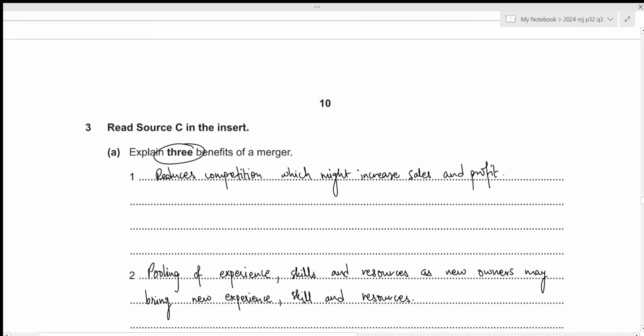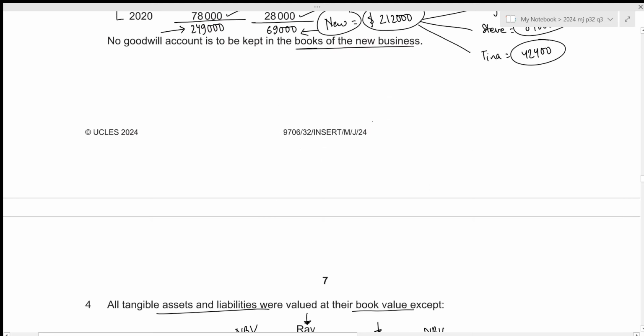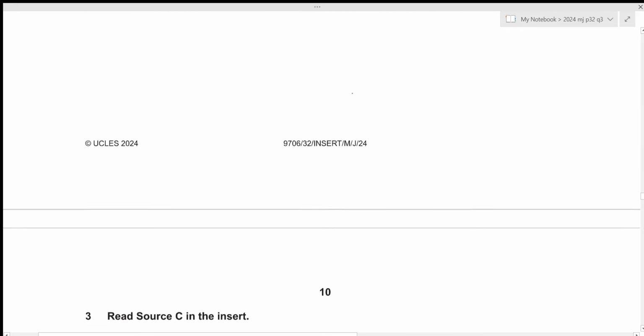So in this case, one non-current asset was revalued, the land and building. For land and building, we need to include the value of 280,000 plus 130,000 because we need to combine the revalued amounts now, and that will result in 410,000. And there was another non-current asset, plant and machinery, which was not revalued. So we can include it at the net book value of 68,000 plus 31,000, which results in the value of 99,000. Let's write it down.